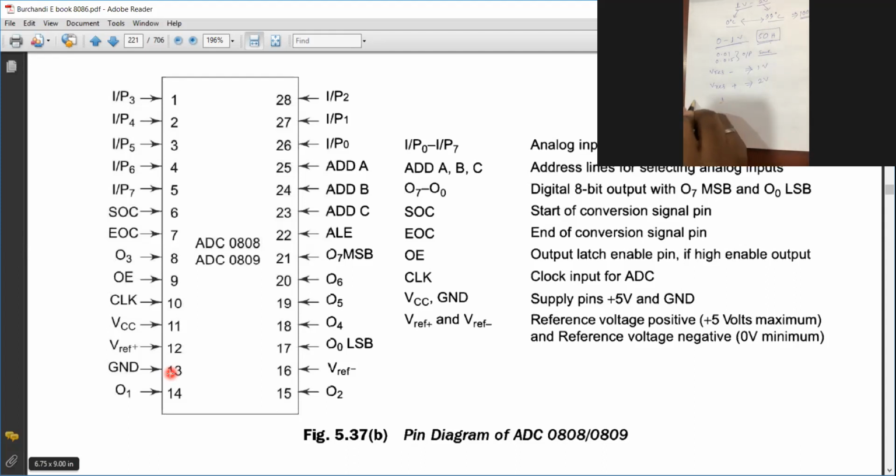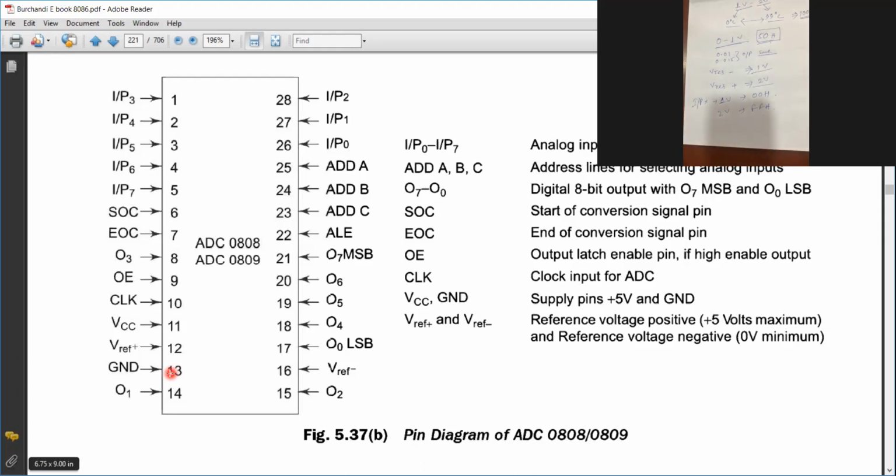For input channel X, at 1 volt you will get 00H, and at 2 volt you will get FFH. Sir, below 1 volt, what will be the output? Means 0.9 volt. V reference minus is set to 1 volt and V reference plus is set to 2 volt. Input channel X at 1 volt, I get 00H. At 2 volt, I get FFH.